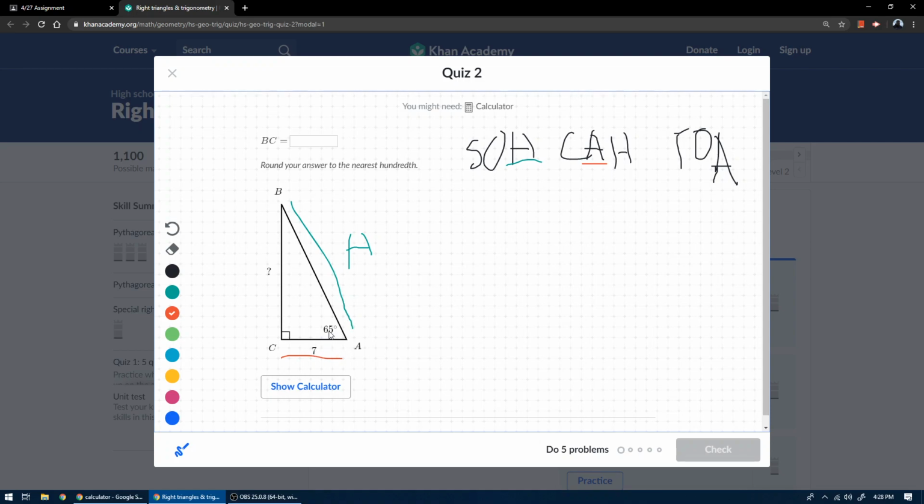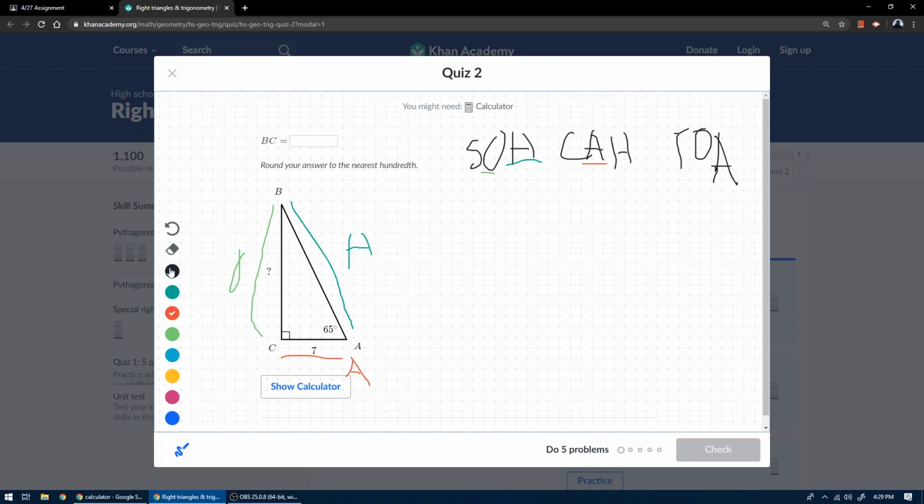So 7 is adjacent to 65 because it's next to 65 degrees. Remember, I'm always looking for the angle I know. What's next to it? 7. This side is also next to it, but we know it's a hypotenuse already, so that's already done. Okay, last one, opposite. Opposite would be this side, because it's across from it. It's opposite 65 degrees.